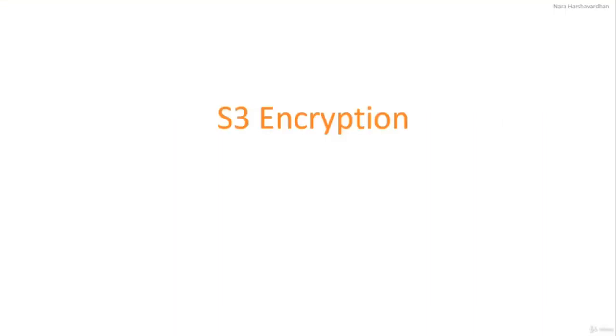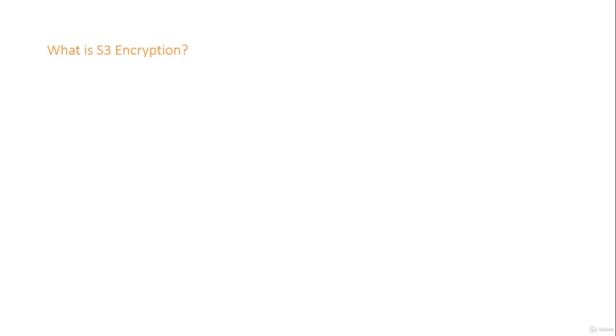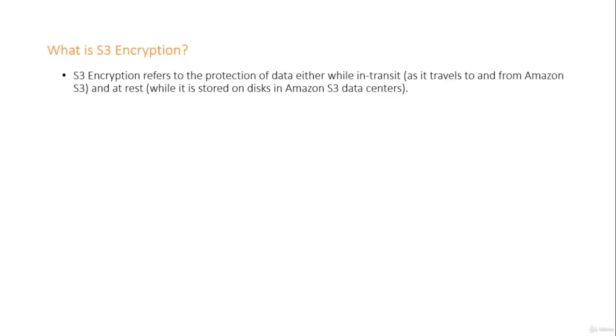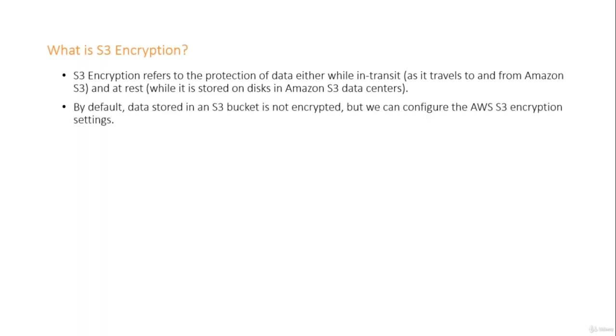Hello everyone, welcome to this lecture on S3 encryption. Let's take a look at what exactly S3 encryption is. S3 encryption refers to the protection of data either while in transit, meaning as it travels to and from Amazon S3, and also at rest while it is stored on disks in Amazon S3 data centers. By default, data stored in an S3 bucket is not encrypted, but we can configure the AWS S3 encryption settings. Here we can set default encryption on a bucket so that all new objects are encrypted when they are stored in the bucket.